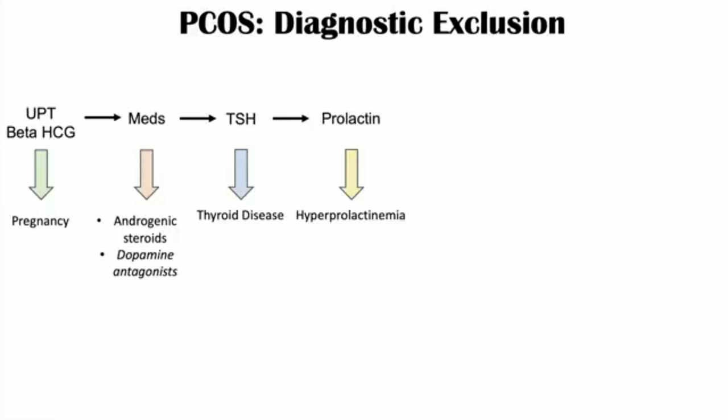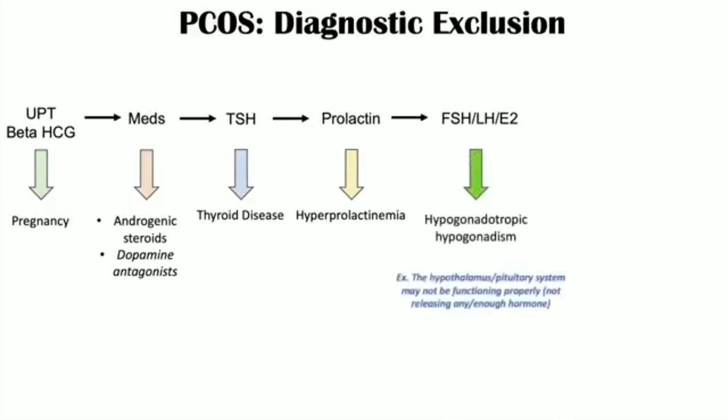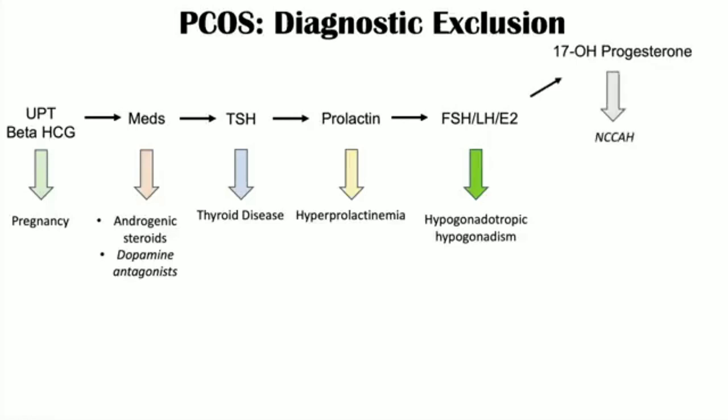The other associated feature is obstructive sleep apnea. First of all is beta HCG leading to pregnancy, medications like androgenic steroids, dopamine antagonists, TSH leading to thyroid disease, prolactin, FSH and LH, E2 test for hypogonadotrophic hypogonadism, 17 OH progesterone. And the last one is androgen, that leads to hyperandrogenism.